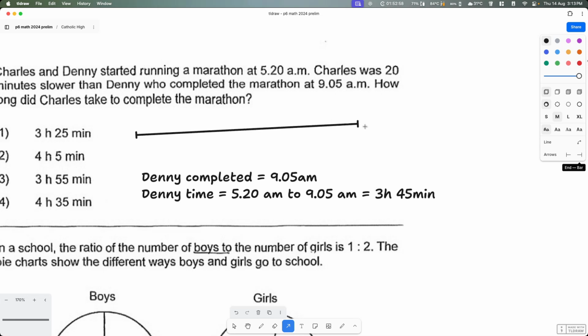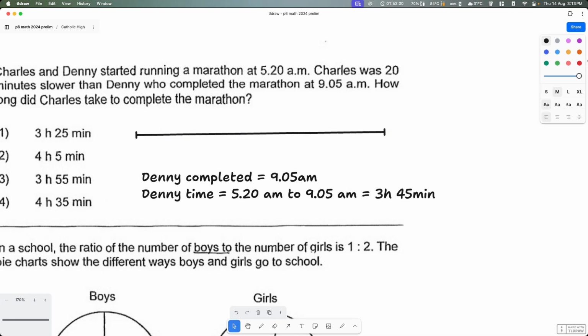From 5:20 a.m. to 6 a.m. will take 40 minutes. Then from 6 a.m. to 9:05 will take 3 hours and 5 minutes. So the total time is 3 hours 45 minutes.